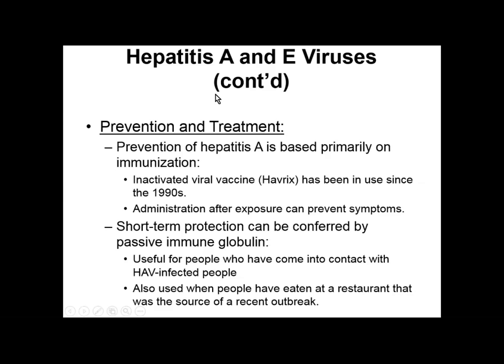If somebody has been exposed to the virus but has not been vaccinated, we can give them short-term protection from the virus with some passive immunoglobulin therapy. This is helpful for people who have come into contact with hepatitis A virus-infected people. It also can be used for people who have eaten at restaurants that have had an outbreak but want to ensure that they do not contract the disease.